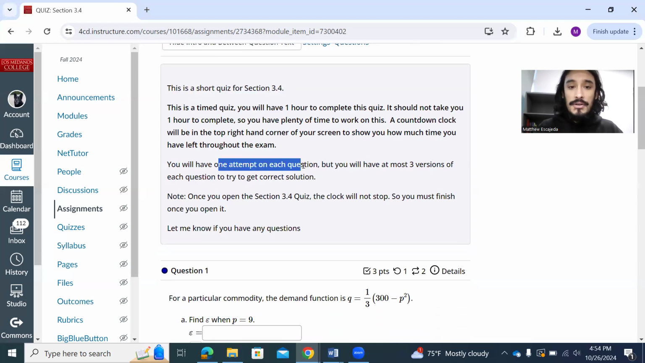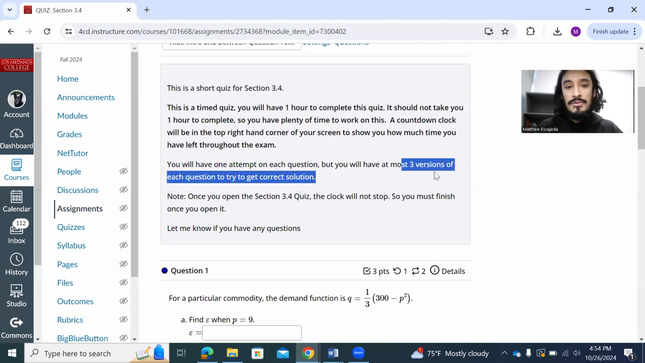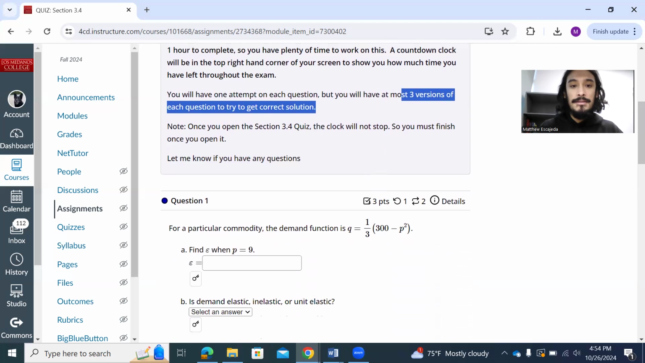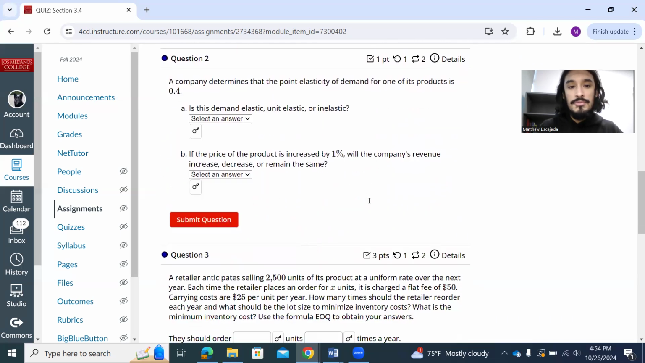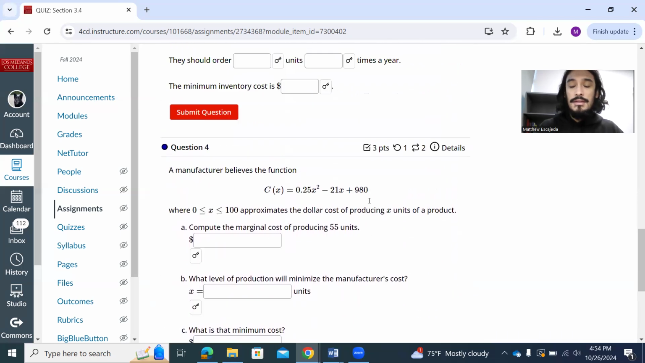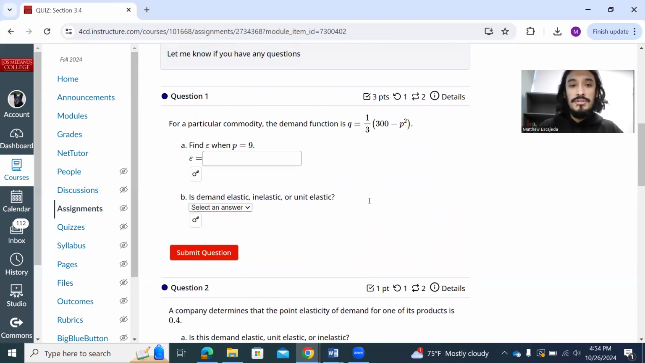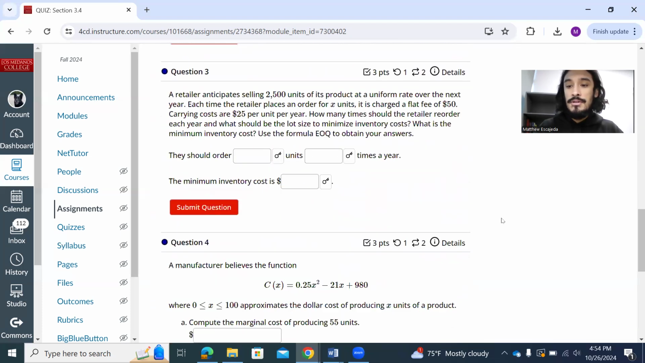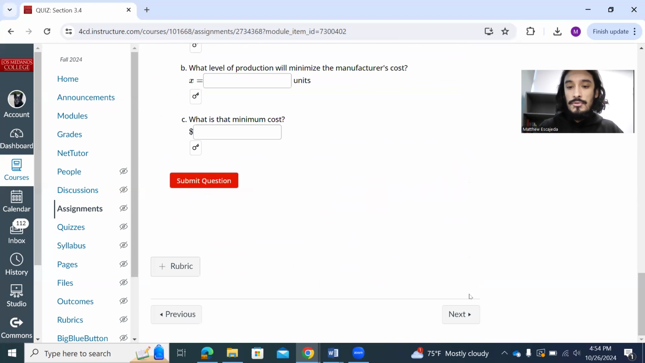You'll have one attempt on each question, but you'll have at most 3 versions of each question. So if you get one wrong, you get at least 2 more. Then, let me know if any questions, but yeah, they pretty much relate to the homework. Okay. So make sure you understand the homework so you could apply it to this quiz. Okay. So that's it for the quiz.